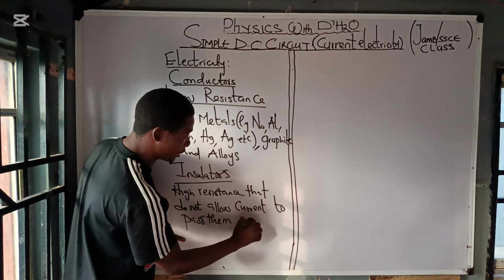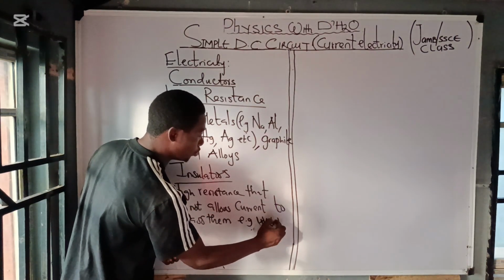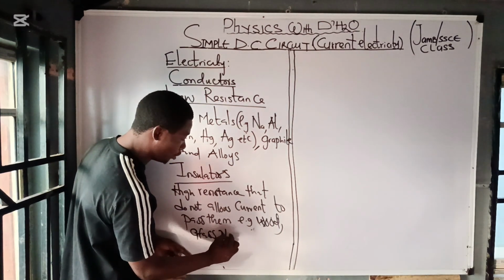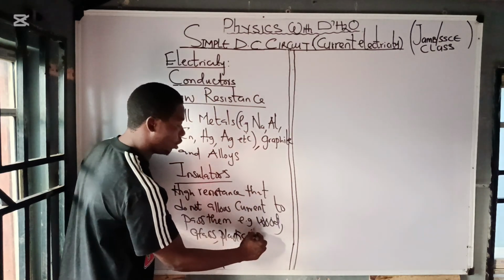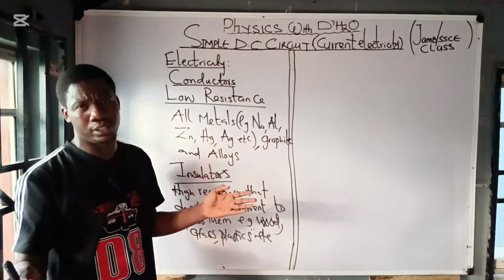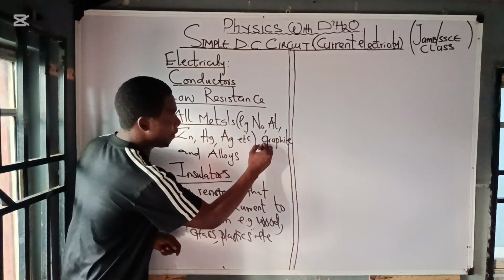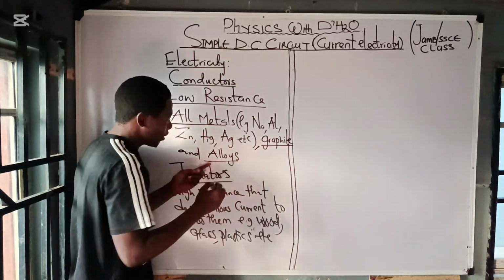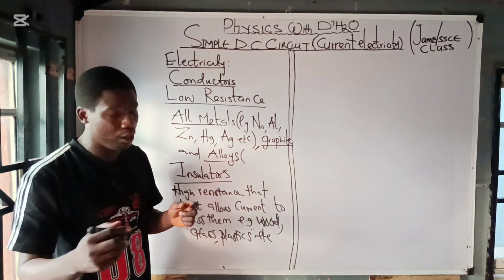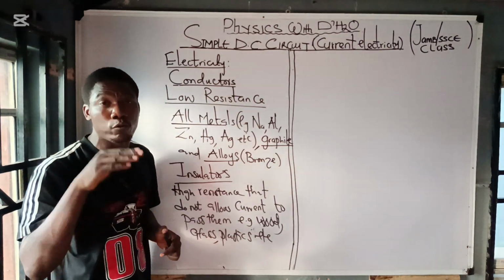So, what do we refer to as insulator? An example of an insulator is your wood. An example of an insulator is your glass. Glass is an insulator, including plastics. They are insulators. So understand the fact that conductors are materials of low resistance that allow current to pass through them, and include all metals. It includes graphite and it includes alloys. Alloys are materials containing two or more metals. An example of an alloy is bronze. So alloys are a combination of two or more metals.